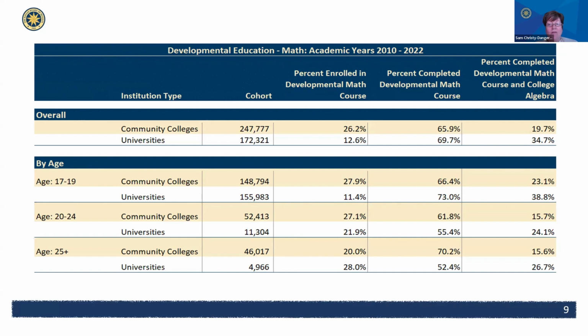You can see that just over 1/4 of all community college students enrolled in a developmental math course during this period. And of those, about 66% successfully completed that developmental math course. However, just under 1/5 of those students successfully completed college algebra as well within a 2-year window. For universities, about 12.5% of those students enrolled in a developmental math course, with almost 70% successfully completing it, but just over 1/3 of those students successfully completed college algebra within a 2-year window. So you can hopefully see that there is quite a bit of room for improvement here.